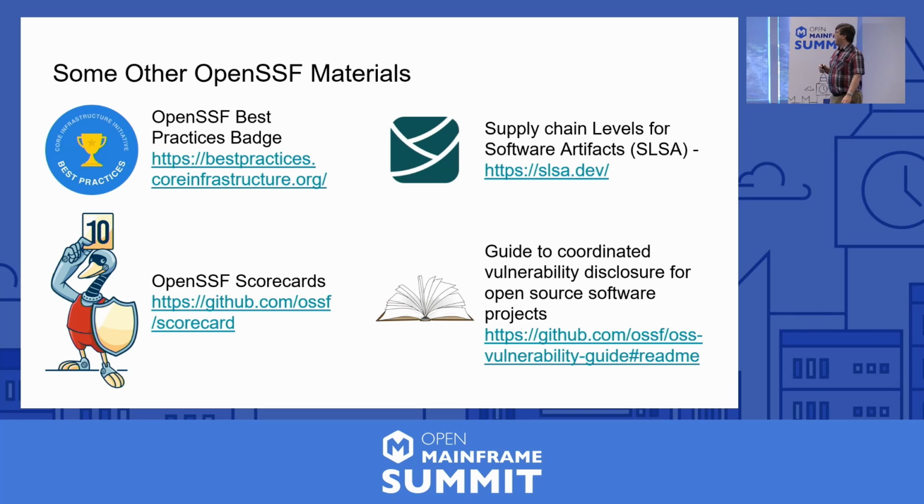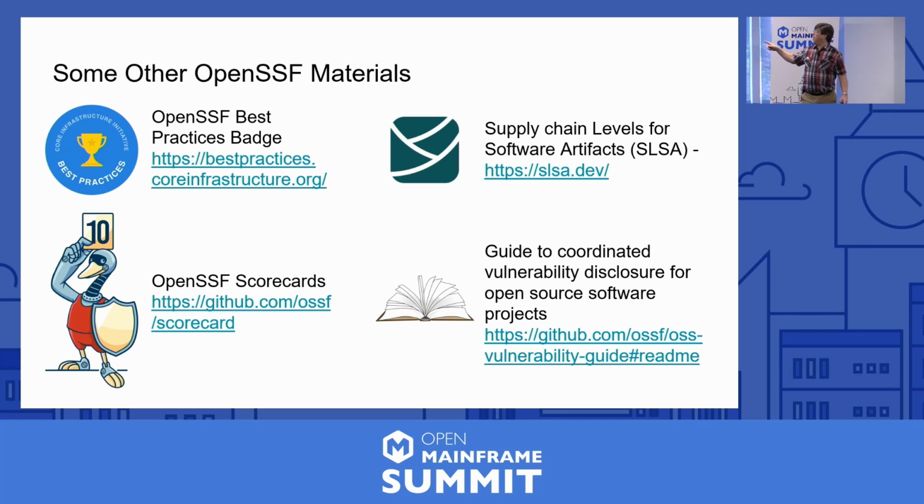And finally, a guide to coordinated vulnerability disclosure. And this is a guide for open source software projects. Ideally, software would never have vulnerabilities. And there's a lot of steps you can do to greatly reduce that. But mistakes happen. They may slip through your reviews, your tools, and everything else. And so it's really important for open source projects to be prepared to deal with a vulnerability report before it shows up.